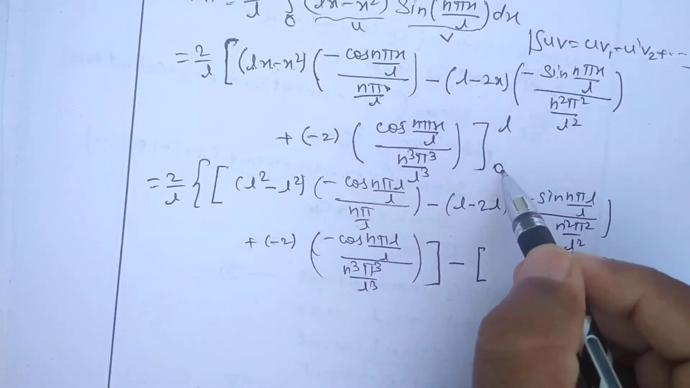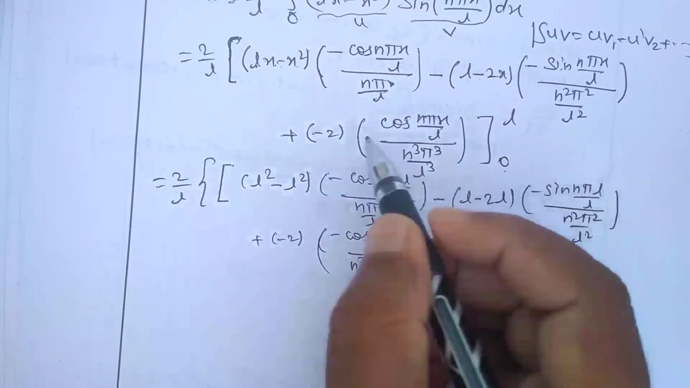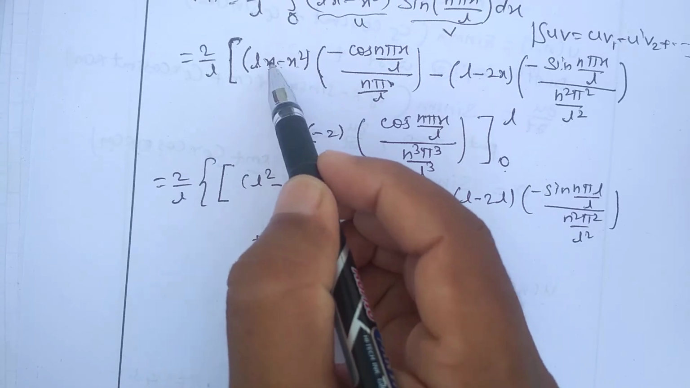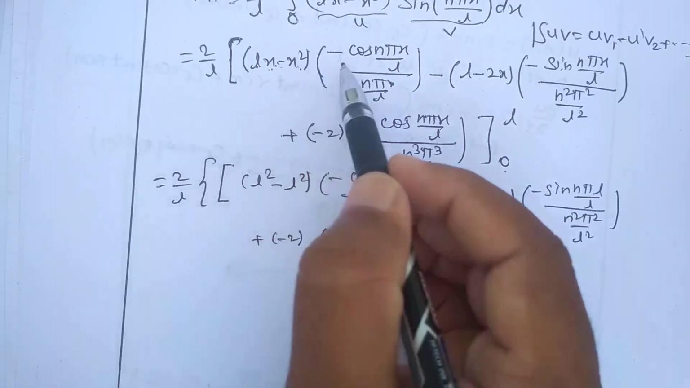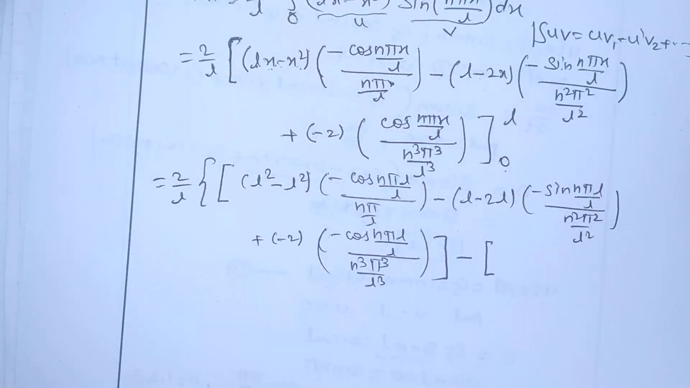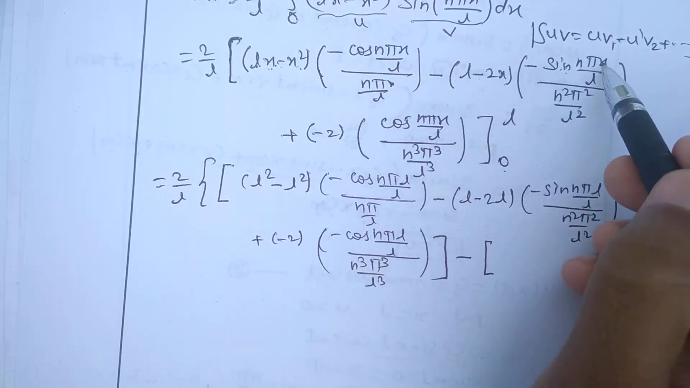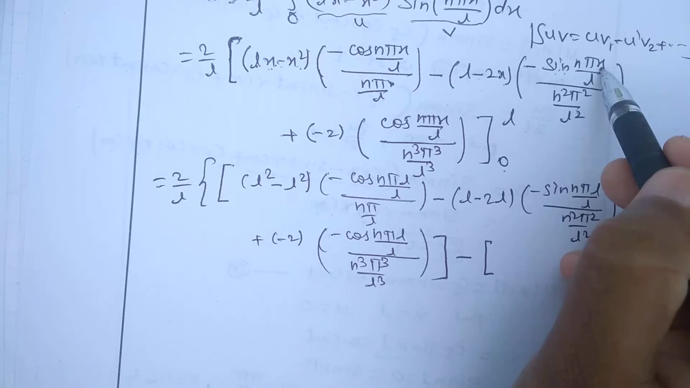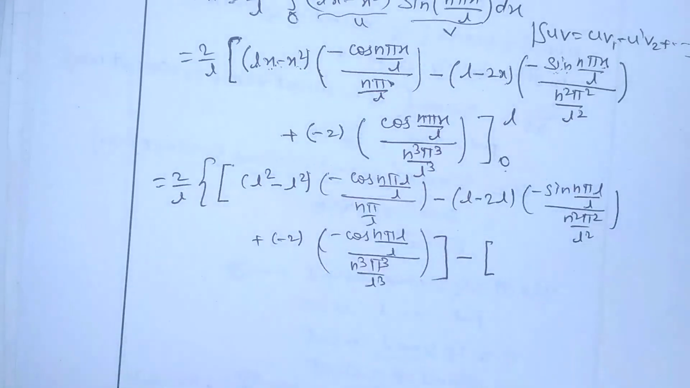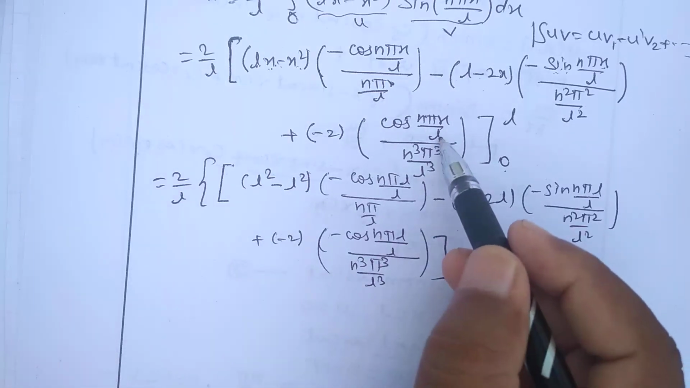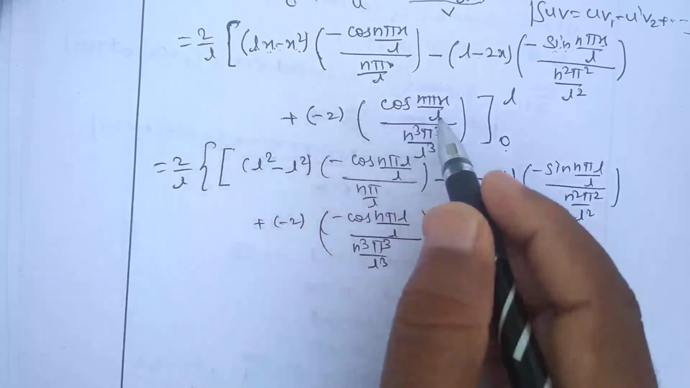Now see here, I am going to directly use the lower limit. When you put x is equal to 0, 0 minus 0 becomes 0. So the first term becomes 0. For the second term, when you put x is equal to 0, the sine function is there, we will get sine 0, and we know that sine 0 is 0. So the second term also becomes 0. Now we have to use only the third term. So in the third term, put x is equal to 0.